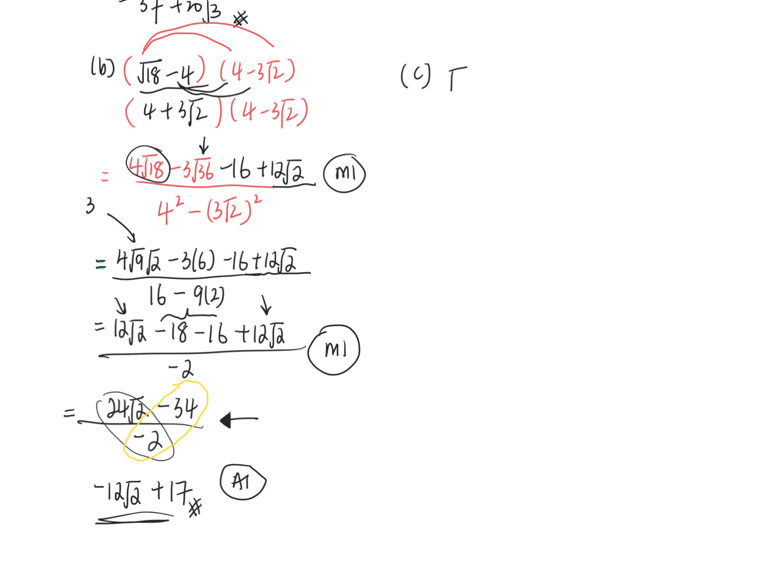Okay, part C is this one. You can deal with the two of them separately. Number 1, expansion here gives you 1 mark. This will be 3 root 18. Root 6 times root 3 is root 18. And then the second mark is where you rationalize here.